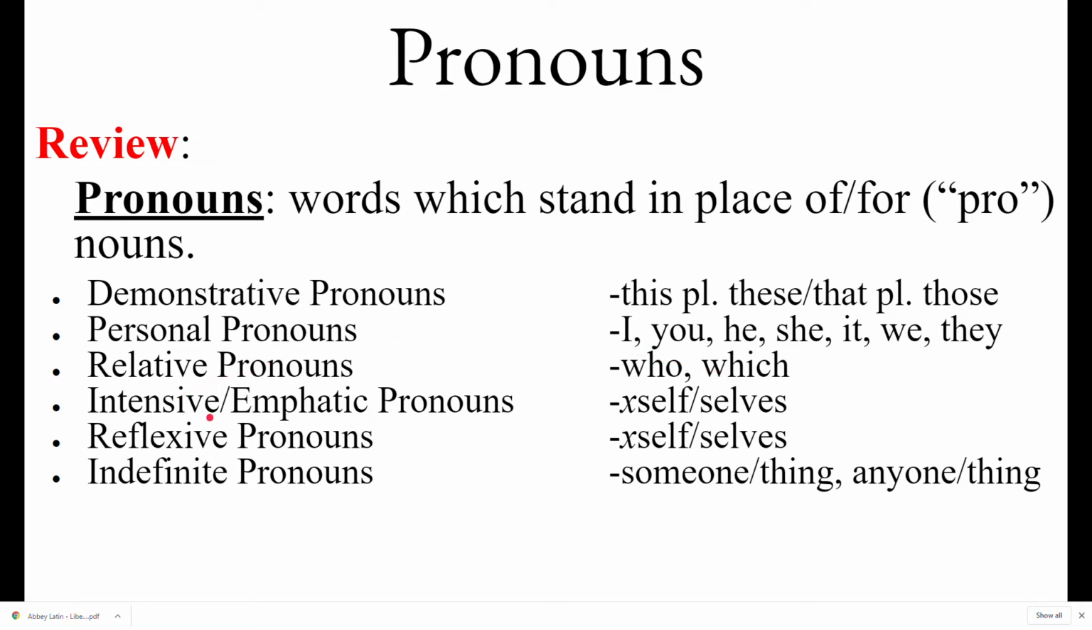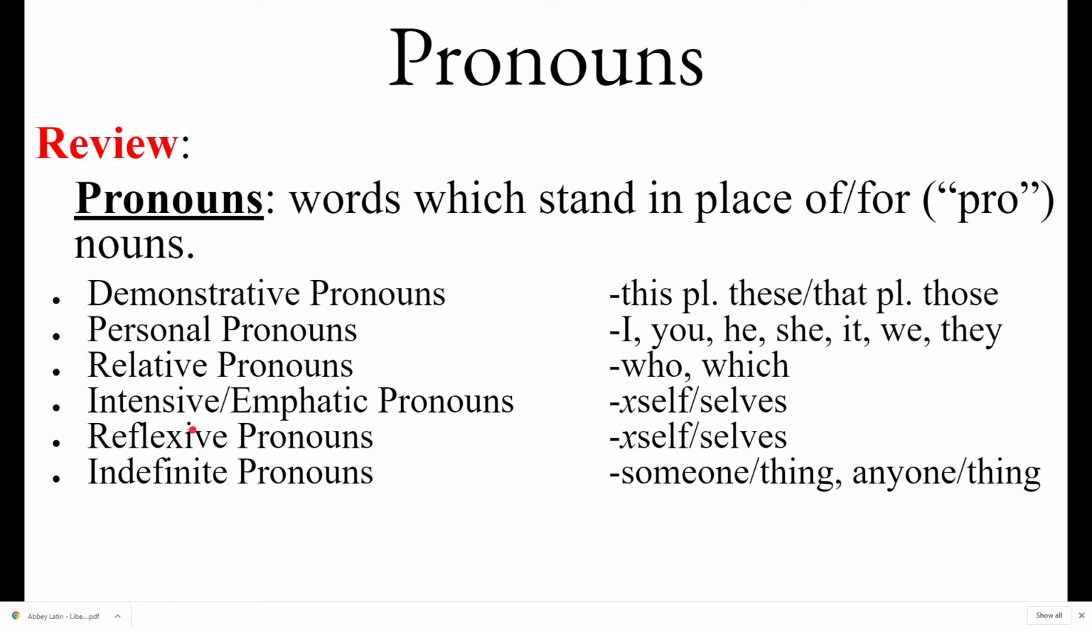The intensive, otherwise called the emphatic pronouns. So X, you insert the personal pronoun here in the accusative. So himself, myself, herself, and the plural themselves.